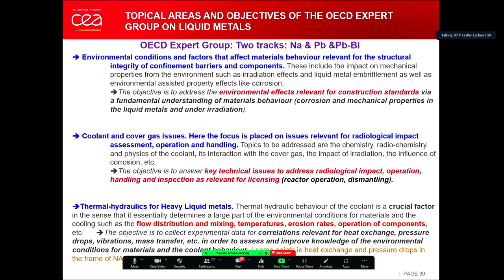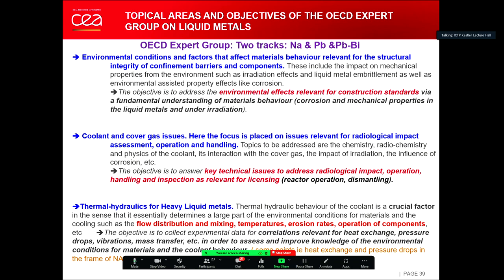This is one part of the activity of this OECD expert group. In the OECD, we have contributions from many countries. Of course, there are European countries, but we also have contributions from Russia, from China, who also entered, and from Korea and Japan.